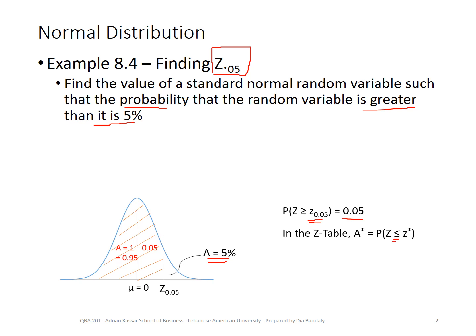It's 95%, right? As I said before, the area under the curve is 1. So if this area A is 5%, that means all the remaining area is 95%. And the remaining area is what? This is P of Z less or equal than this value that I'm interested in, which is equal to 0.95. Now I can use the Z table, right?